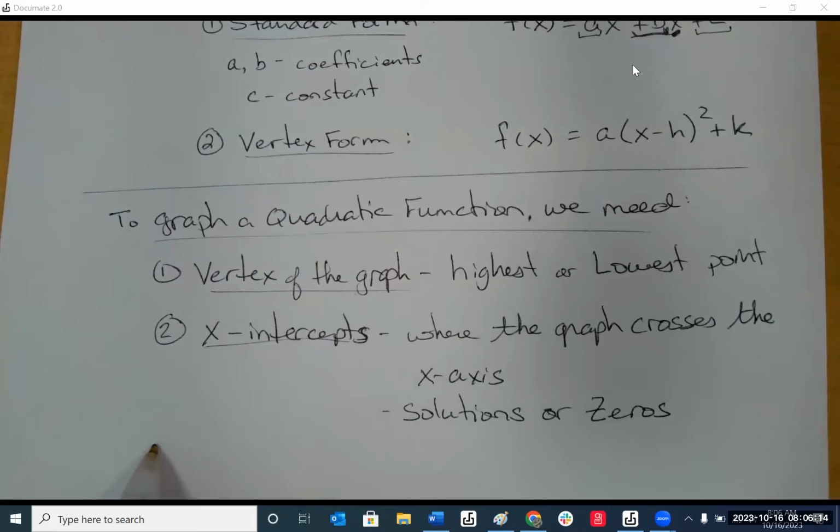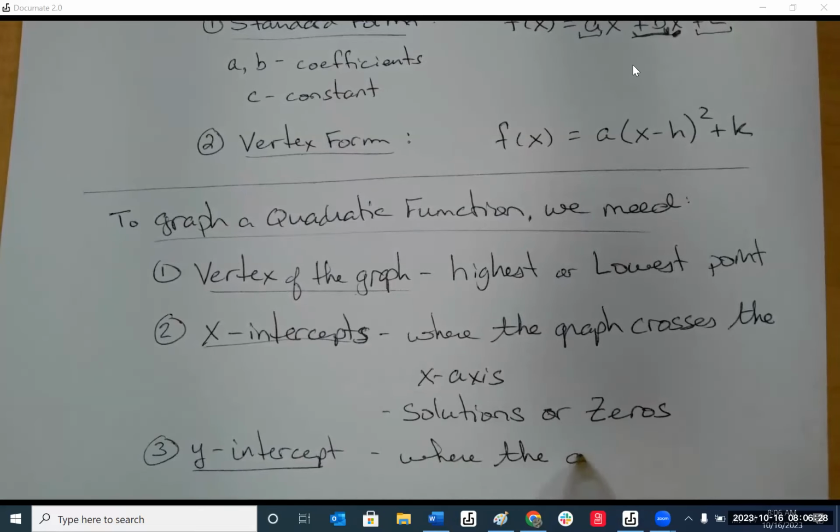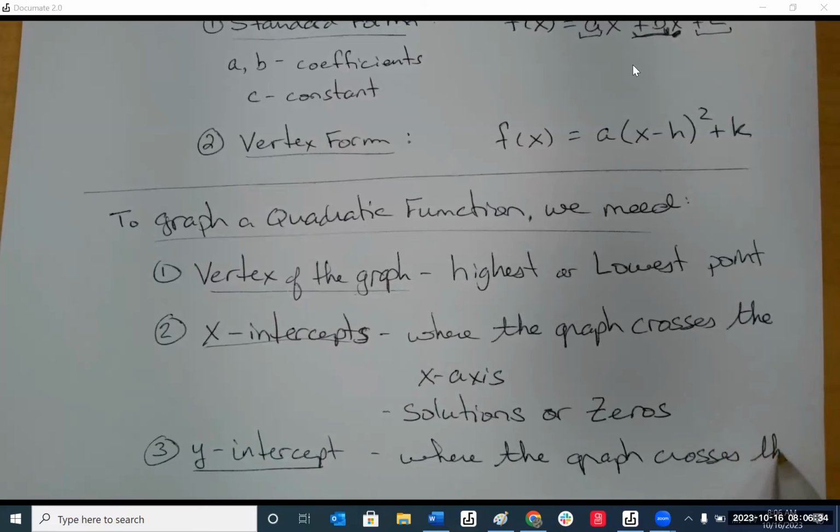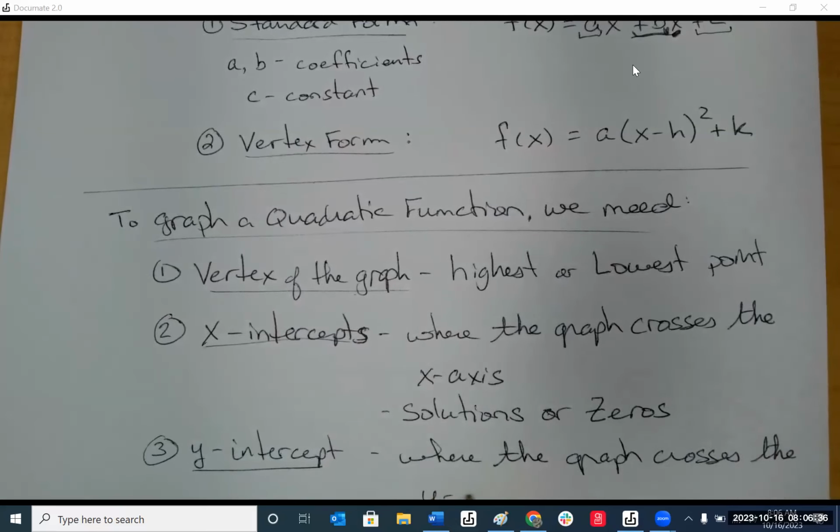The third thing we need is the y-intercept, where the graph crosses the y-axis.